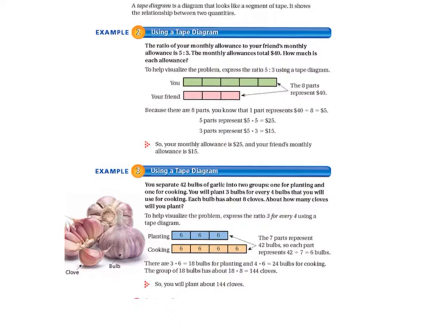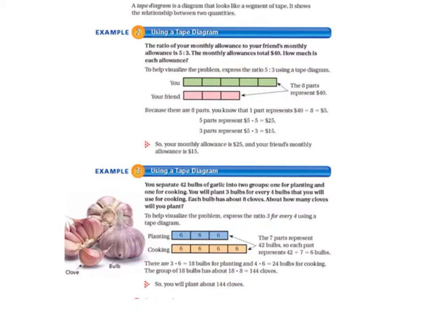On page 193, at the top of the page, we're told that a tape diagram is a diagram that looks like a segment of tape. It shows the relationship between two quantities. So example 2, we're using a tape diagram. The ratio of your monthly allowance to your friend's monthly allowance is 5 to 3. The monthly allowances total $40. How much is each monthly allowance?